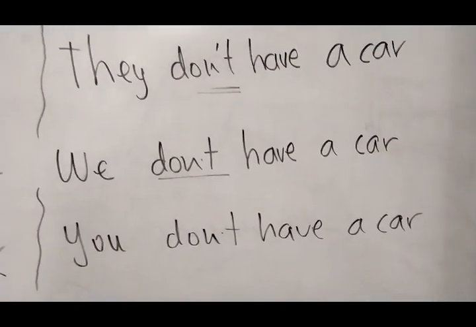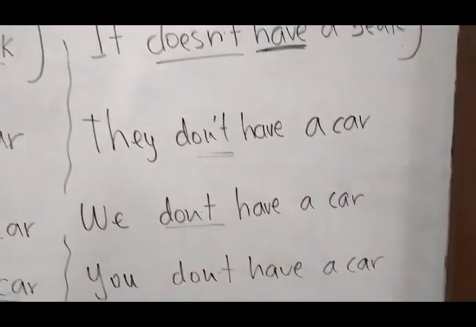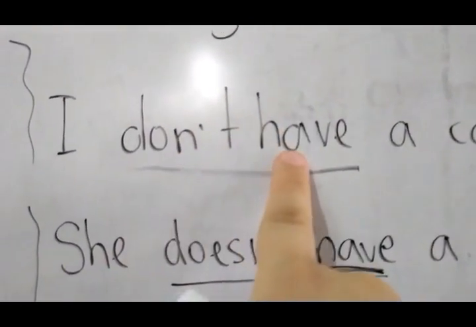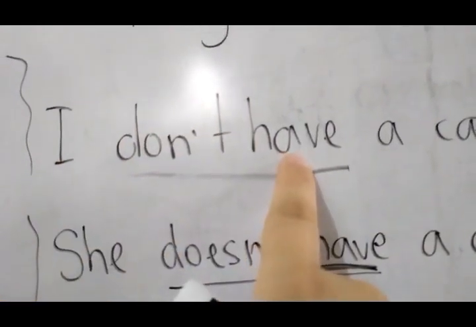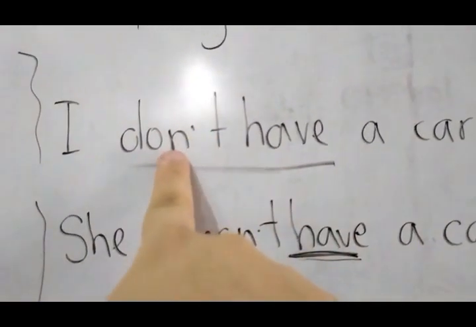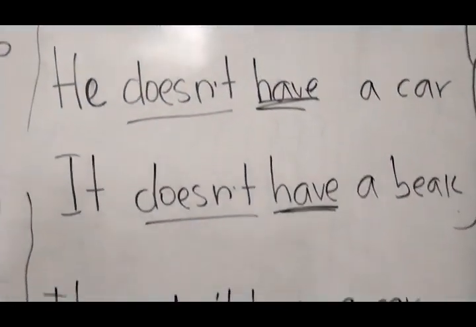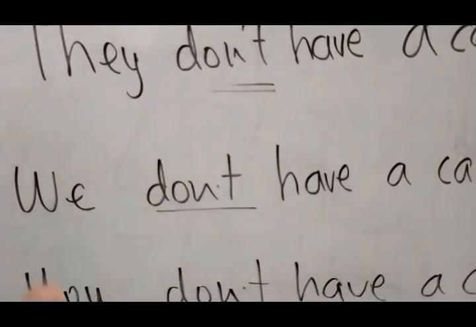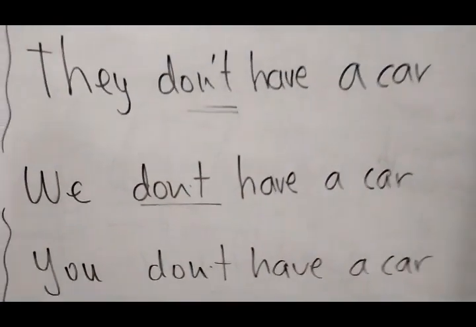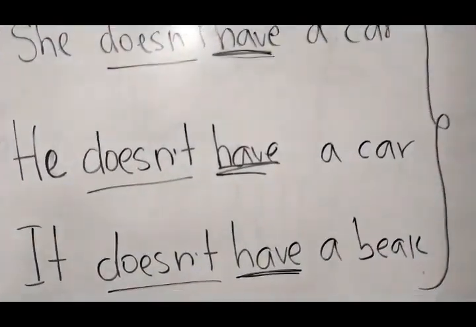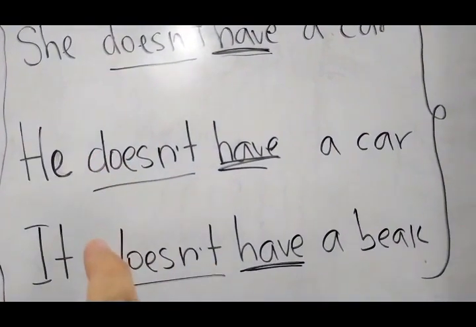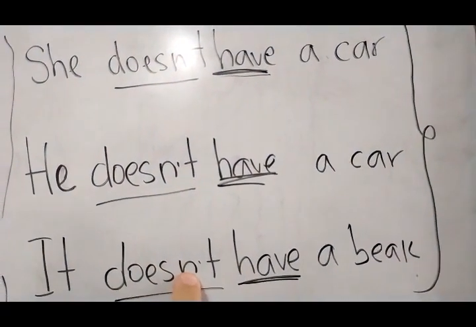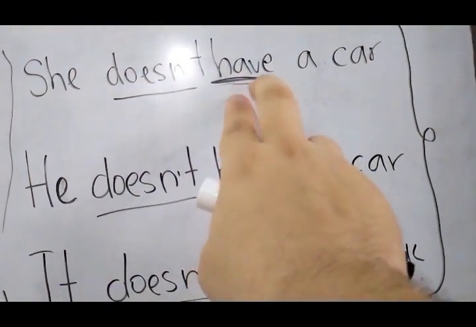So, in summary, for the negative sentences, we use the expression don't. Yes, don't have, que significaría no tiene. Yo no tengo. I don't have a car. So we use don't with the pronoun I, with the pronoun they, with the pronoun we, and with the pronoun you. But with the pronouns she, he, and it, we use doesn't, and the verb remains in this form, have.